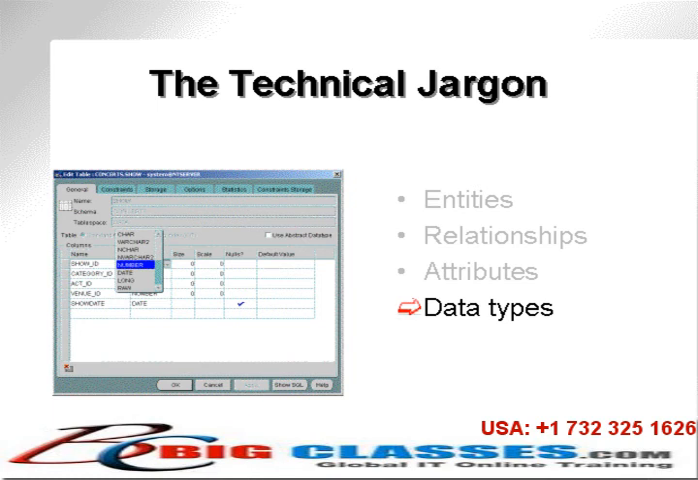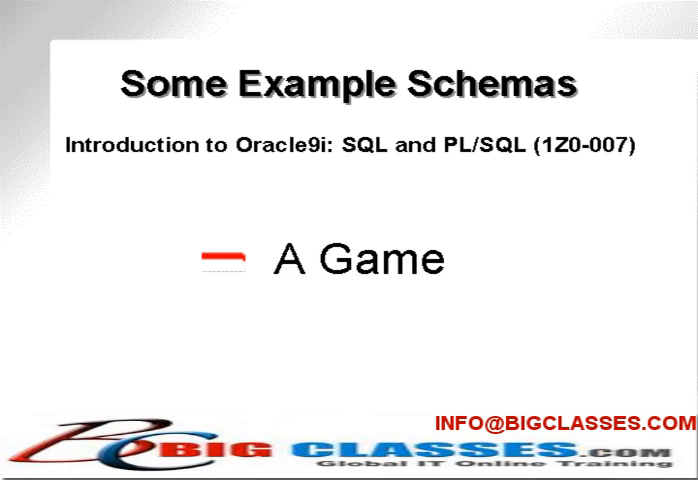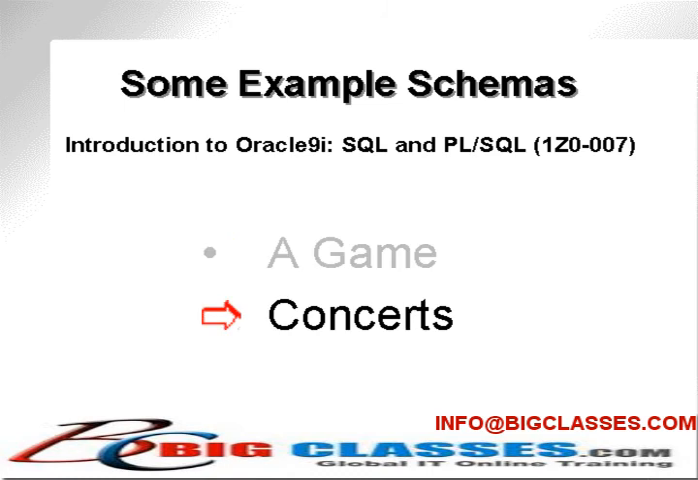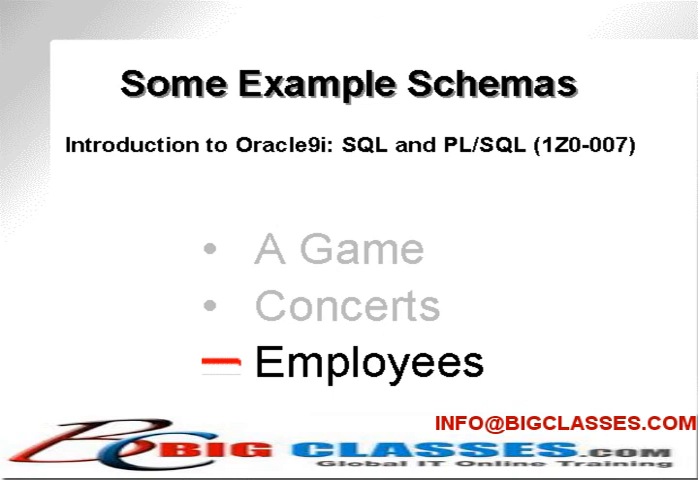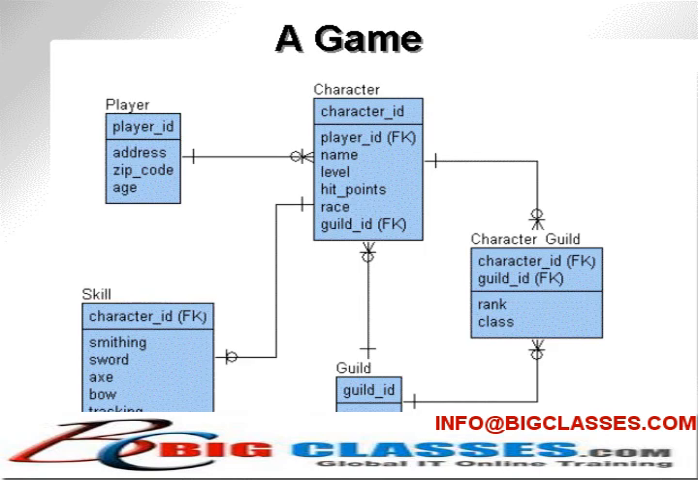Now we're going to go through some example schemas. The three schemas I'm going to show you are, the first is for a game, the second is for concerts, and the third is for employees. The game schema. A player playing the game can play with many characters. Each of those characters can have an individual skill, which he's particularly good at. Each character can belong to a single guild, or a guild can have many characters within each of the guilds.